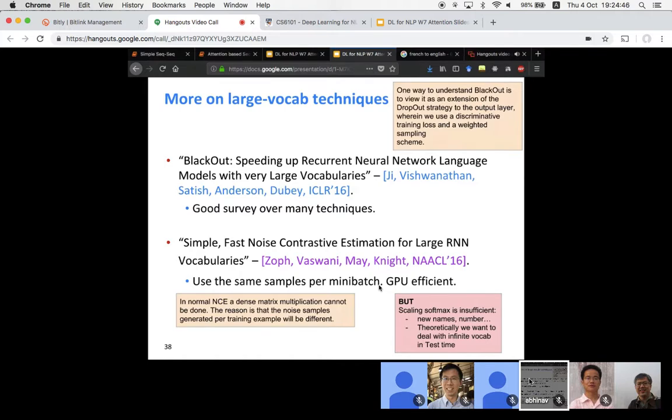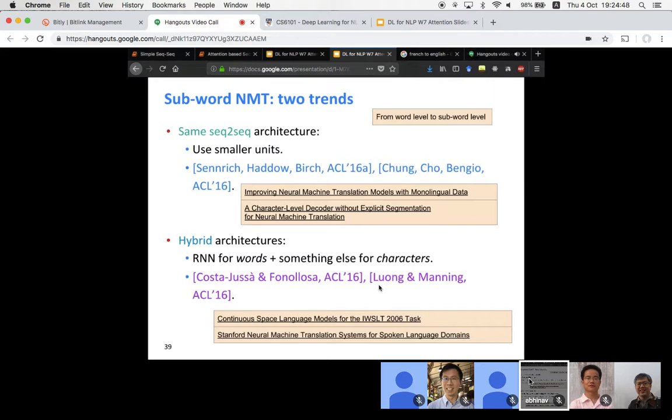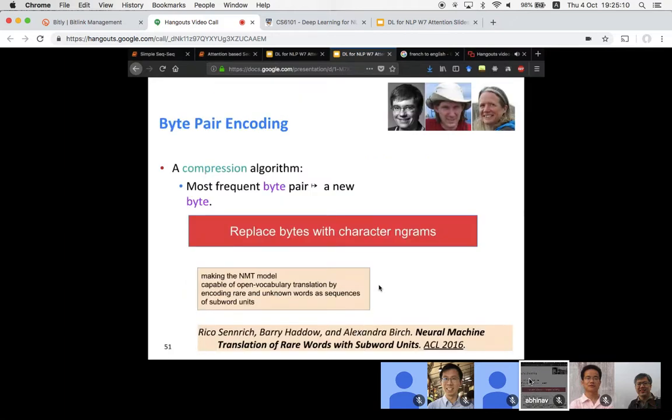So they do subword NMT, and there are two chains. Yeah, the first chain is the same sequence to sequence architecture, just with smaller units. And the second one is from Manning and his PhD student. So yeah, I will talk about this later.